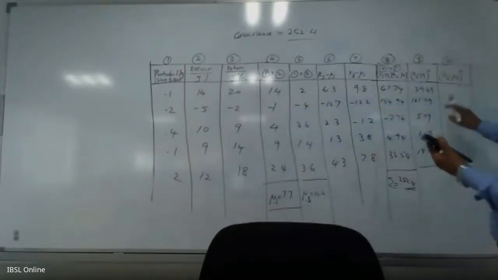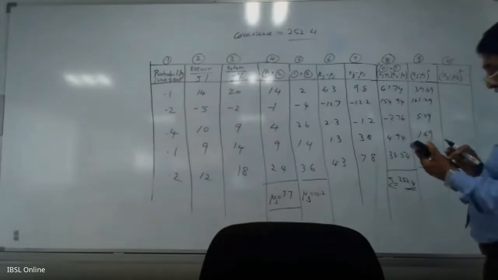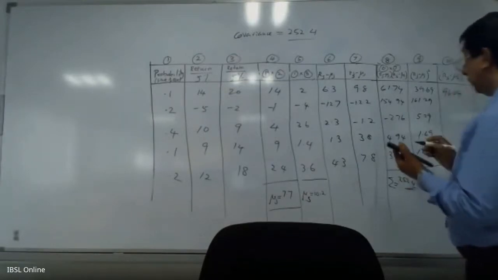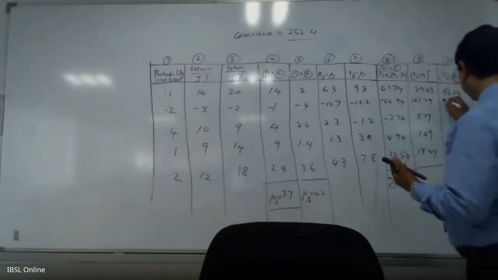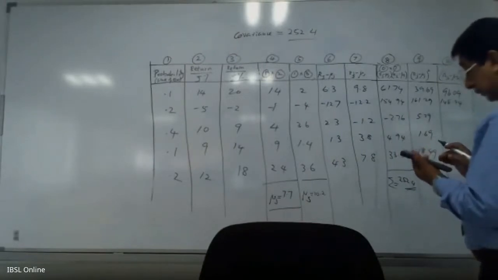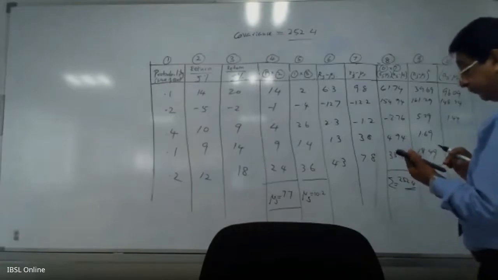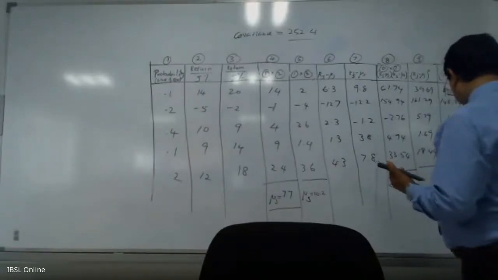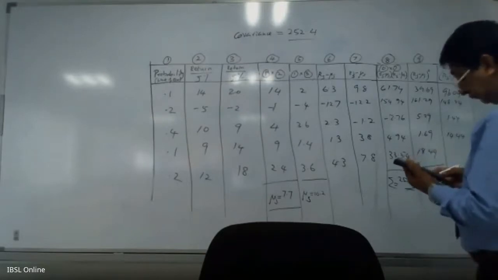Then column number 10, that is the square of column number 7. 9.8 square is 96.04. And 12.2 square is 148.84. Then 1.2 square is 1.44. Then 3.8 square is 14.44. Then 7.8 square is 60.84.